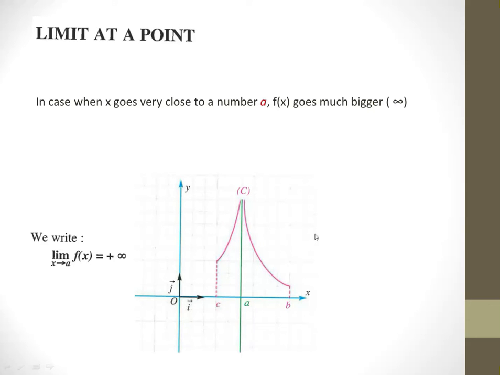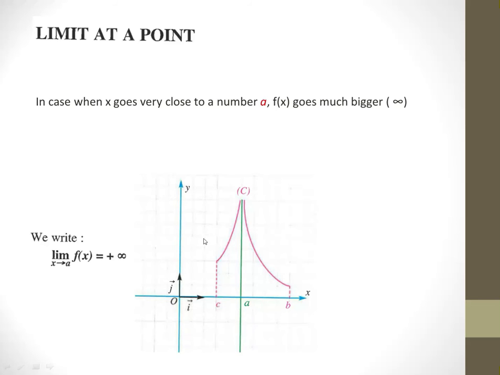Limit at a point. When the limit of f of x as x tends to a, as x is very close to a, is plus infinity, as we can see here. When x is very close to a, the function goes upward without any bound to plus infinity. Okay, this is called limit at a point.